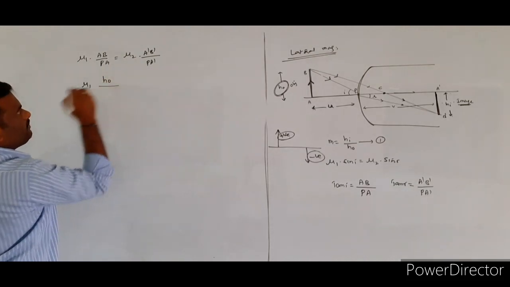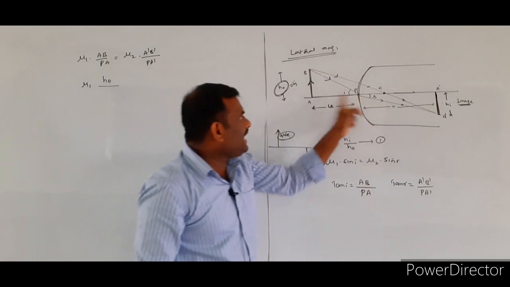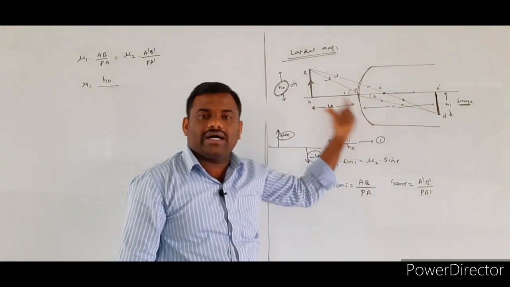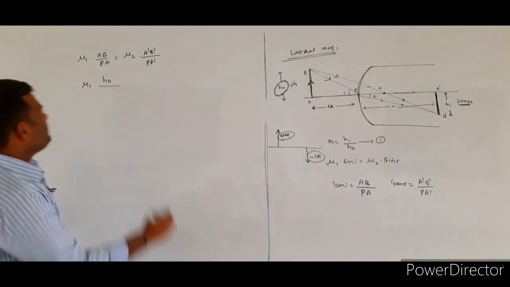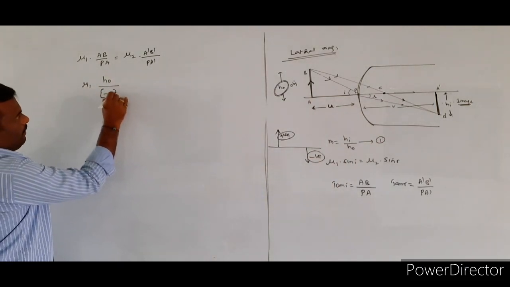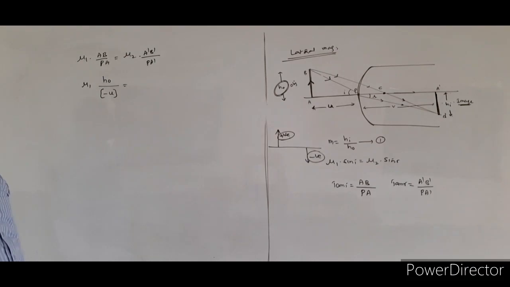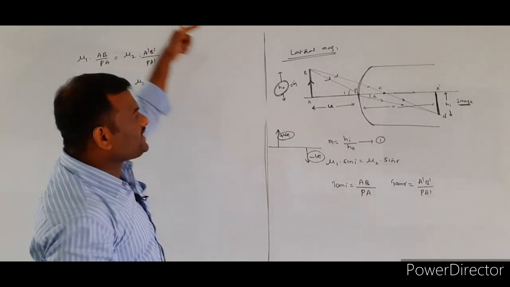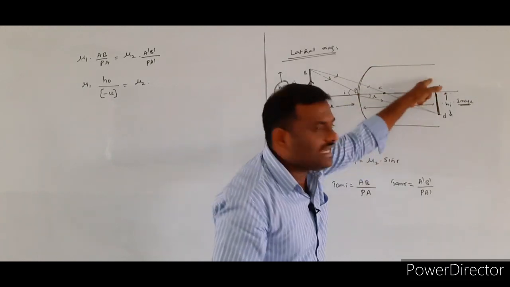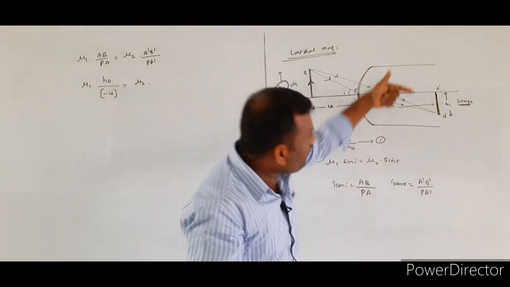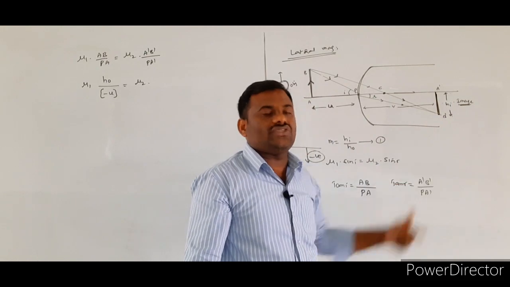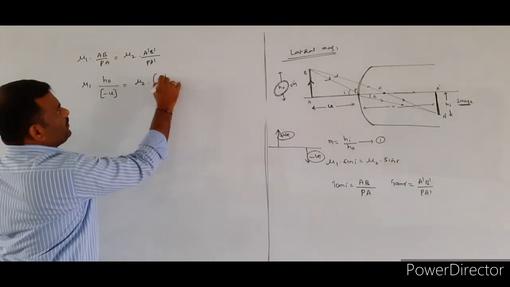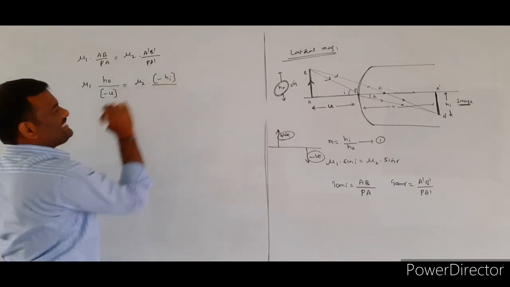h naught by P to A. P to A indicates the object distance, which is measured opposite to the direction of the incident light, so the object distance is equal to minus u. Next, on the right side, mu2 into A dash B dash. A dash B dash indicates the height of the image, which is measured below the principal axis, so according to the sign convention, A dash B dash is equal to minus HI.